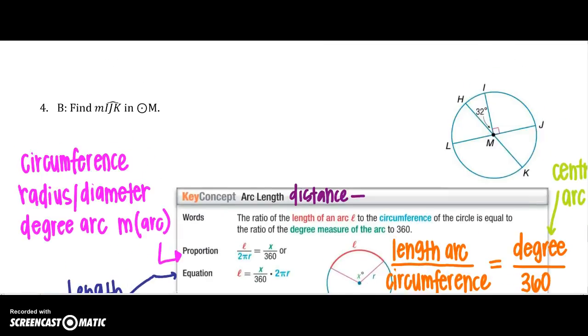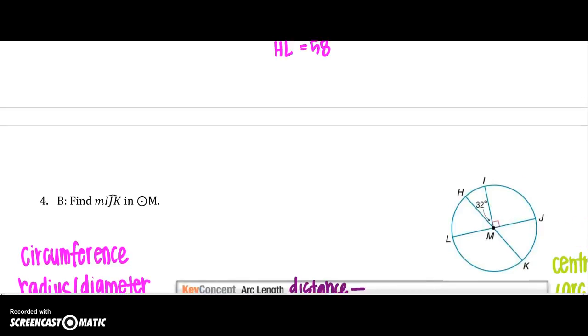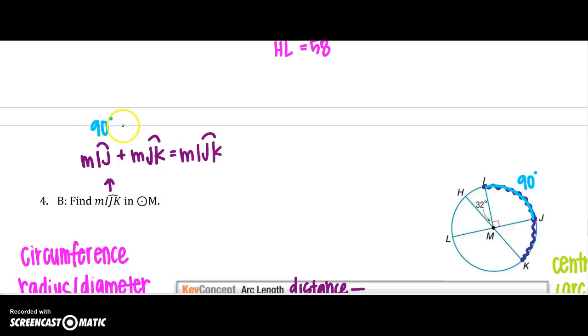Flipping it over to the next page, we need to find IJK. So I to J and then to K. So I need to find this arc length right here. So I know that IJK is made up of arc IJ plus the measure of my arc JK. That equals IJK. So I know that IJ is going to be 90 degrees. So I can represent 90 degrees here, but I don't know what JK is, so that's my question mark.